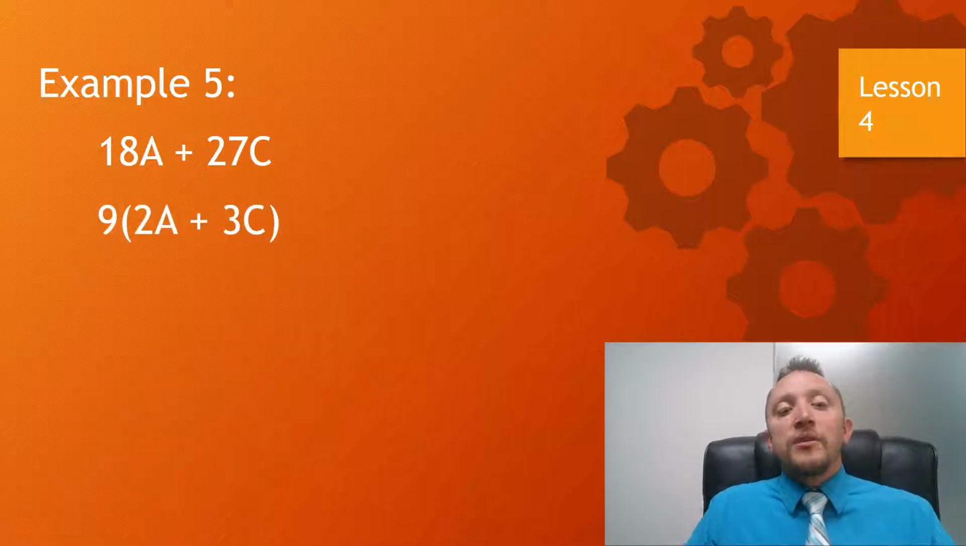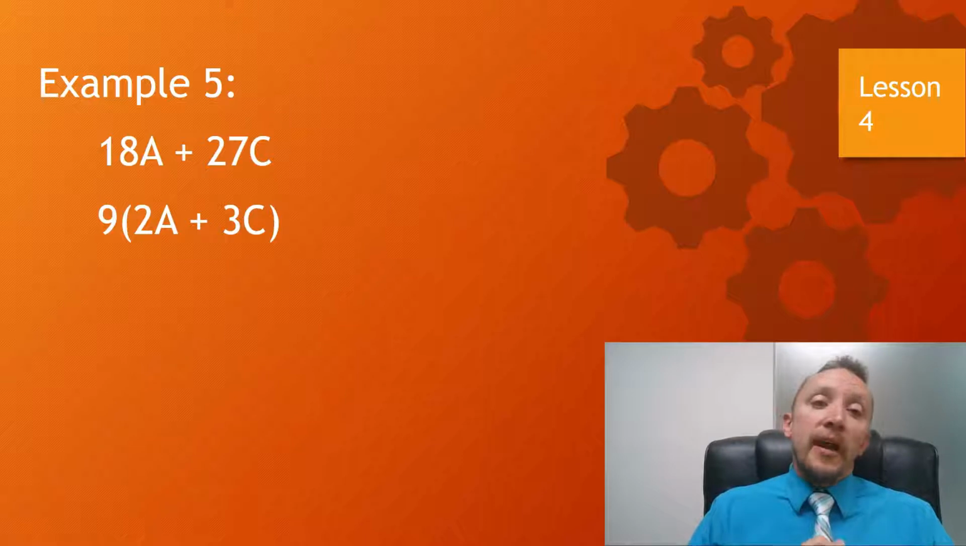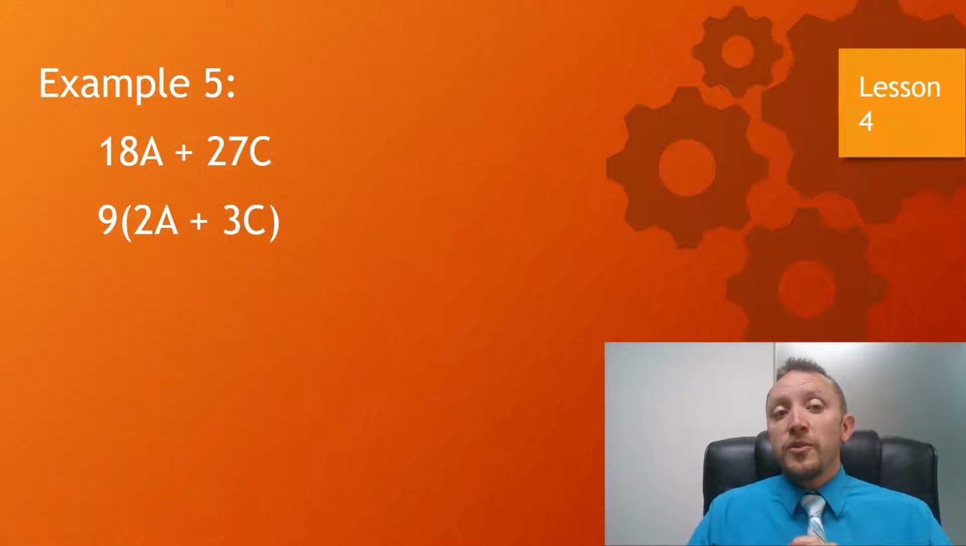So, did you get 9 times 2a plus 3c? 9 would be your greatest common factor. And 18 divided by 9 is 2, and 27 divided by 9 is 3, so we get 2a plus 3c.